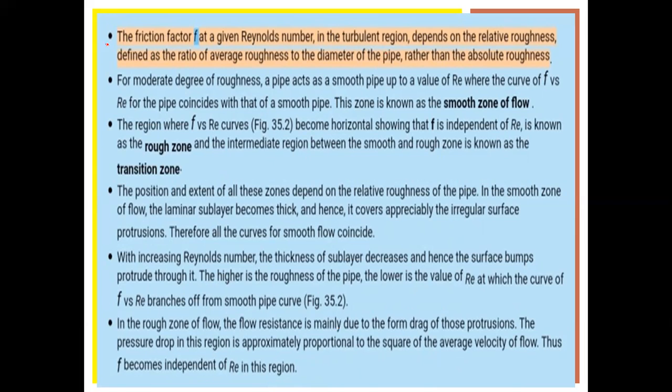The next one: the friction factor f at a given Reynolds number in the turbulent region depends on the relative roughness, defined as the ratio of average roughness to the diameter of the pipe, rather than the absolute roughness. So whenever the friction factor for turbulent flow is given, it depends upon the relative roughness, in case of the turbulent region.